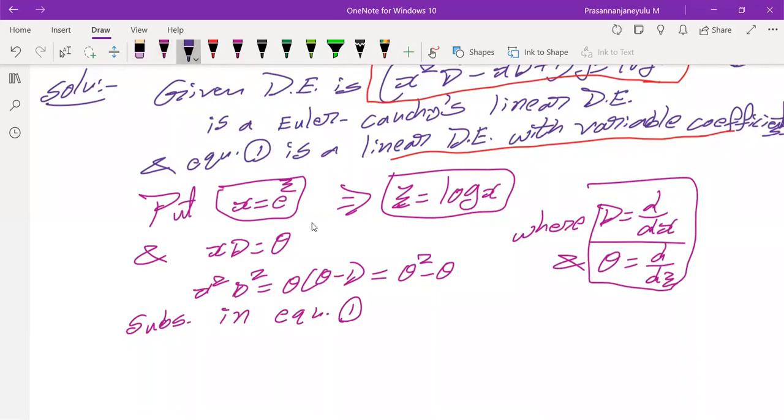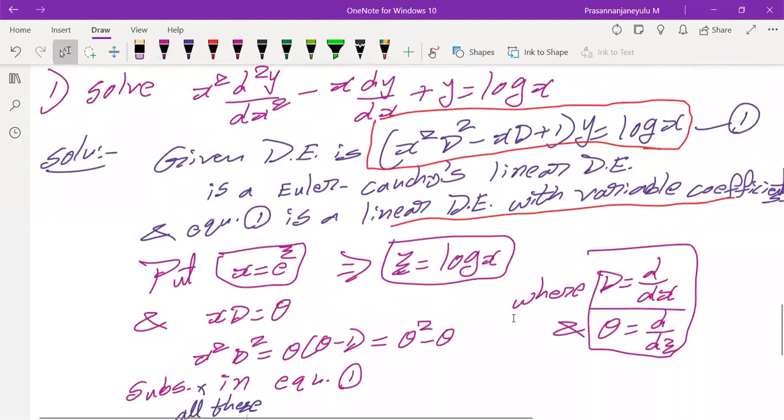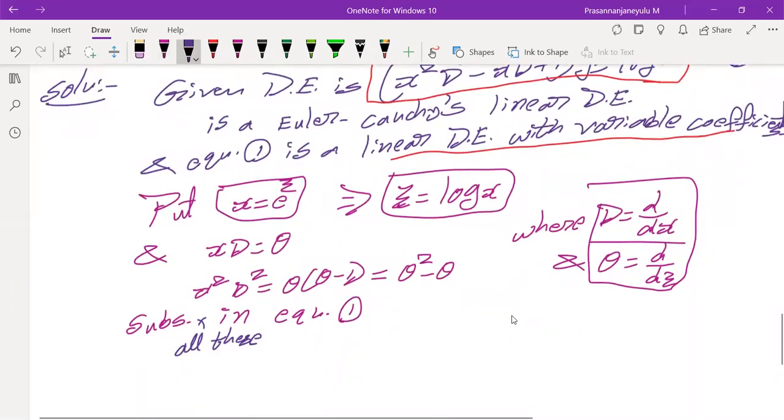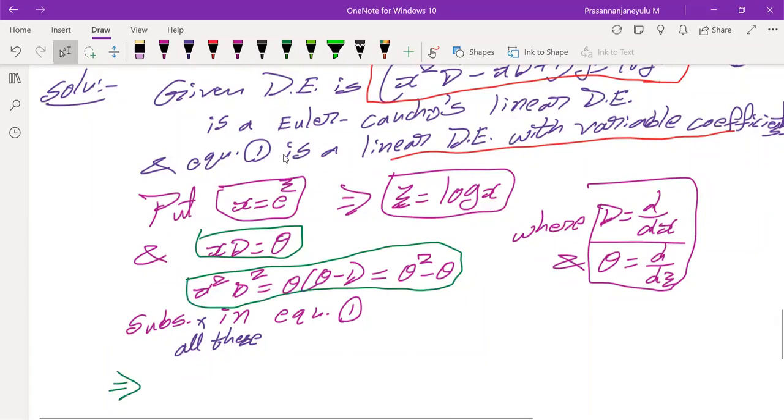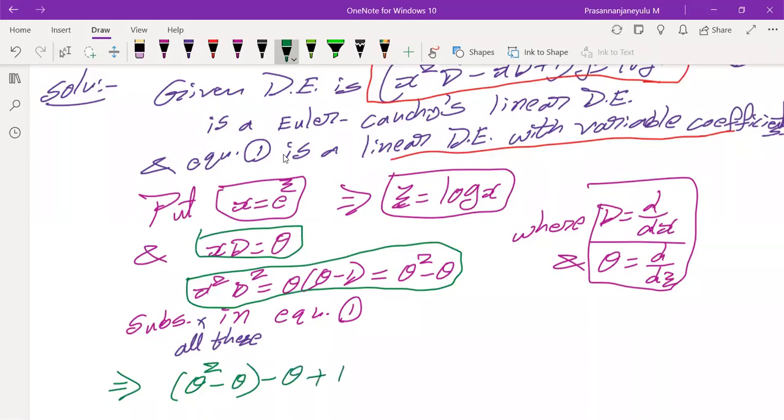Substitute all this in equation 1. If we substitute, what is equation number 1? x square d square. What is x square d square? It is theta square minus theta. Theta square minus theta. This is xd, and x square d square is theta square minus theta. So substituting it, we get theta square minus theta as the first term, minus xd. xd is nothing but theta, plus 1 of y is equal to.